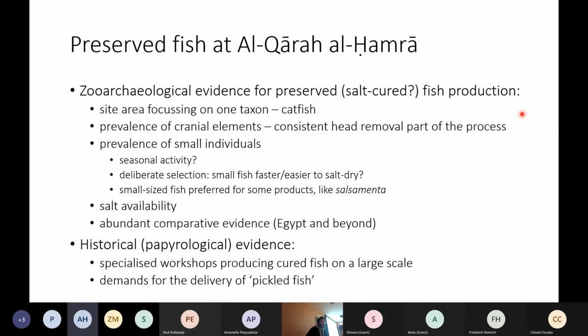In addition, we have salt availability. Salt was very much available in Qarat al-Hamra. It was harvested in the Fayyūm. The site itself was probably along the salt trade route from the Western Oasis to the Nile Valley. And we have abundant comparative evidence from Egypt. And most importantly, we know for sure from biological evidence that cured fish was being produced in the Fayyūm. Some workshops are mentioned, as well as demands for the delivery of pickled fish and so on. So this was certainly happening. The point is to understand whether Trench 1 in Qarat al-Hamra could have been one of these production sites.